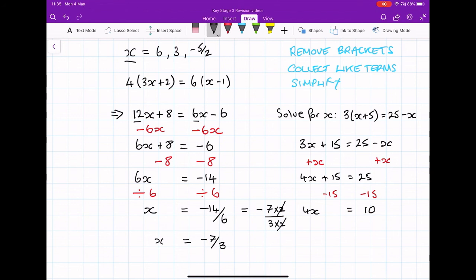We're close, but we've got 4 x's, not 1. And to get 4 x's into 1x, we have to divide by 4. So let's divide by 4 on the left-hand side, divide by 4 on the right-hand side, and that will give us x equals 10 divided by 4, which isn't in its simplest form, because 2 goes into 10 5 times, and 2 goes into 4 2 times. So our final answer is x equals 5 divided by 2.